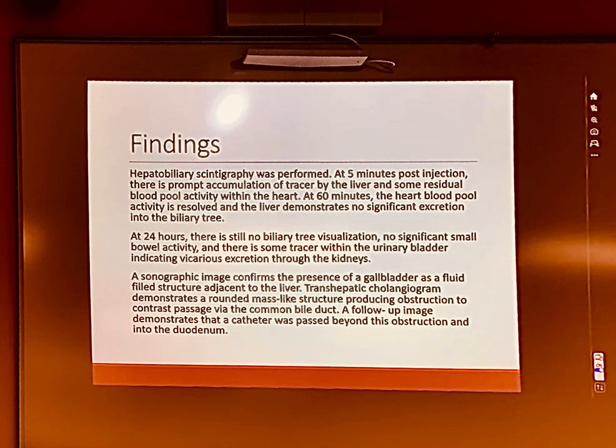So biliary, 5 minutes post injection, prompt accumulation of tracer by the liver, and some residual blood flow activity in the heart. At 60 minutes, the heart blood flow activity is resolved, the liver demonstrates no significant excretion to the biliary tree. At 24 hours, still in the biliary tree, no significant small bowel.